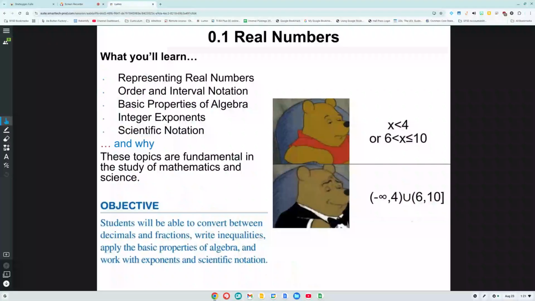We're going to be looking at order and interval notation, basic properties of algebra, so distributive property, commutative property, things like that. Basic exponent properties, and then some scientific notation stuff. And again, really the whole idea behind all these prerequisite things is that these are fundamental skills that are going to be needed for us throughout the whole year, that I need to know that you can communicate a set of numbers using interval notation. From the book, the objective is students will be able to convert between decimals and fractions, write inequalities, apply the basic properties of algebra, and work with exponents and scientific notation.